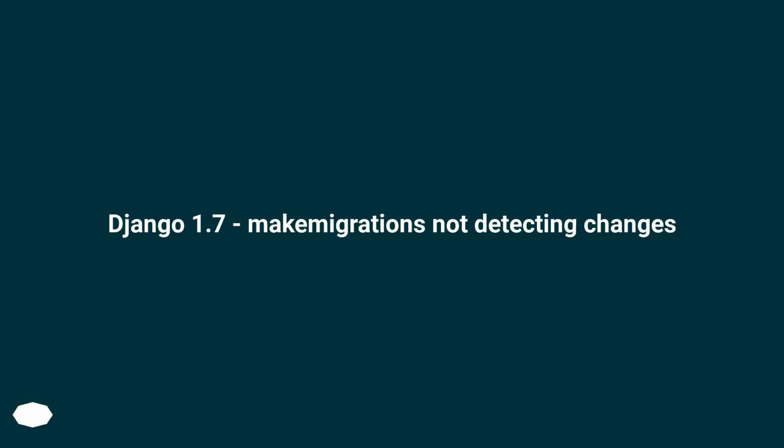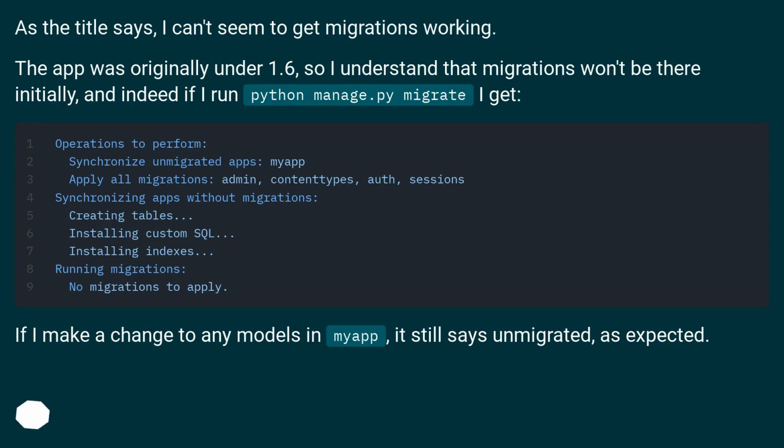Django 1.7, makemigrations not detecting changes. As the title says, I can't seem to get migrations working. The app was originally under 1.6, so I understand that migrations won't be there initially, and indeed if I run python manage.py migrate I get.